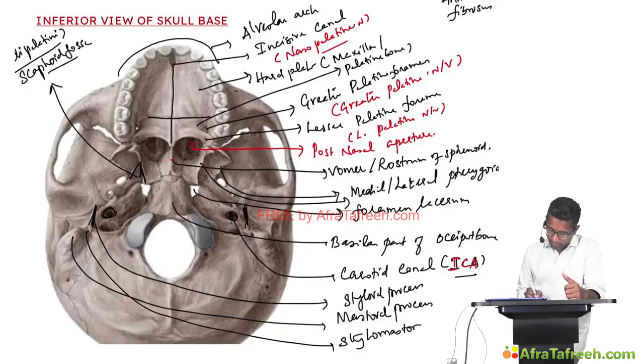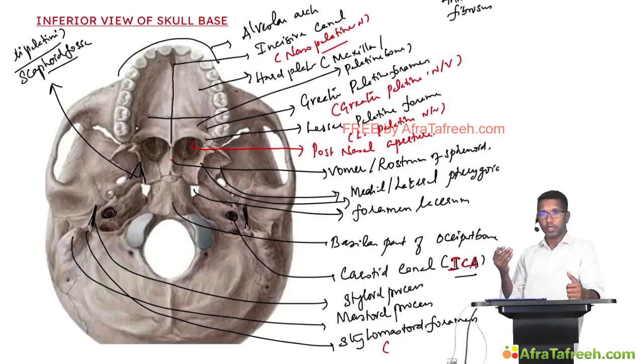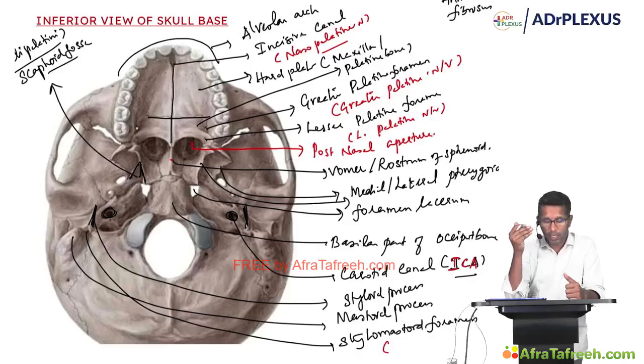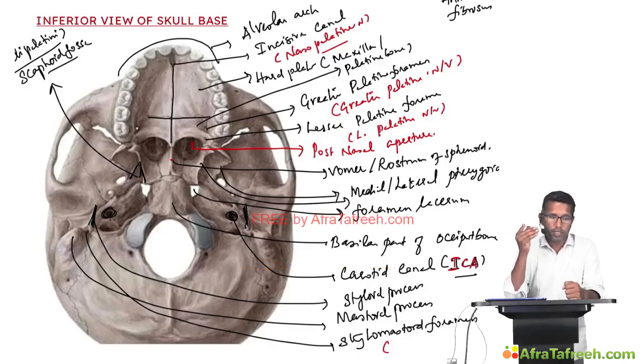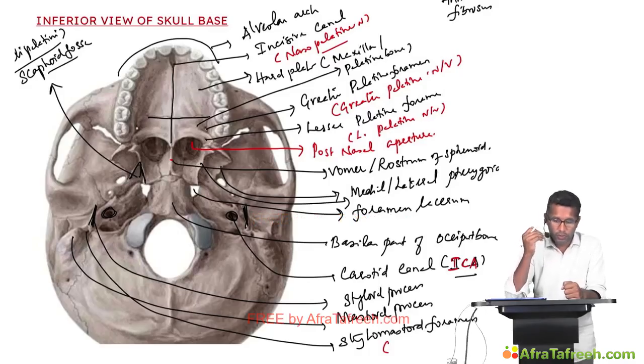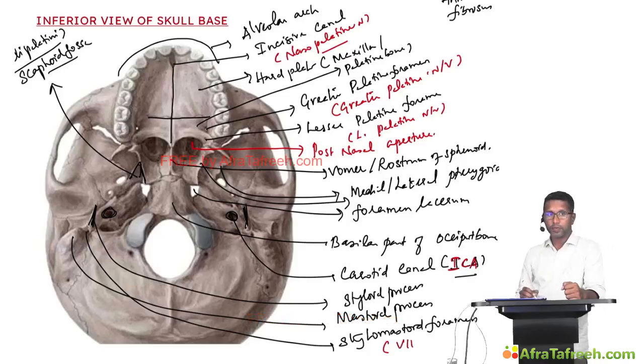This is called the stylomastoid foramen, and it allows the exit of the seventh nerve. The seventh nerve, which is the facial nerve, enters through the internal acoustic meatus. It has a course around the internal ear and the middle ear, which are present within the petrous temporal bone, and it exits out of the skull through the stylomastoid foramen.